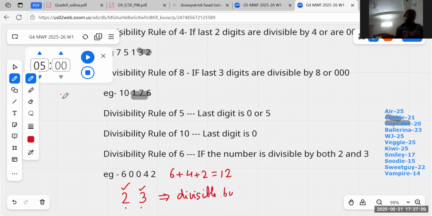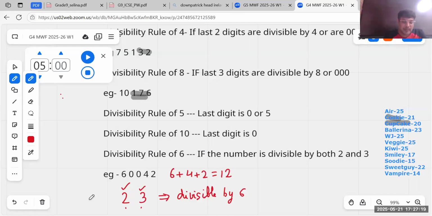Sir, I just wanted to ask, we have to add the numbers and then find out whether that comes in the table of 2 and 3? Yes, you have to add the digits and then find out if that number comes in the table of 3.